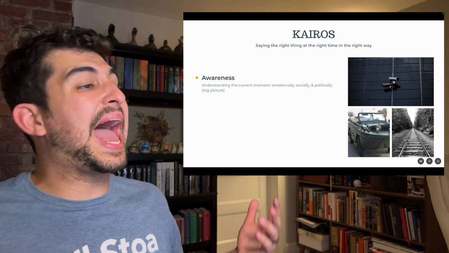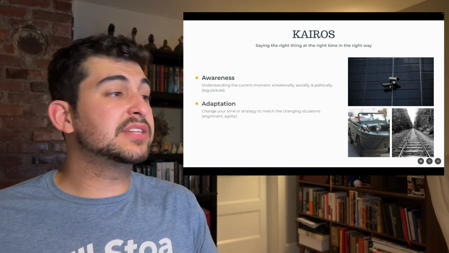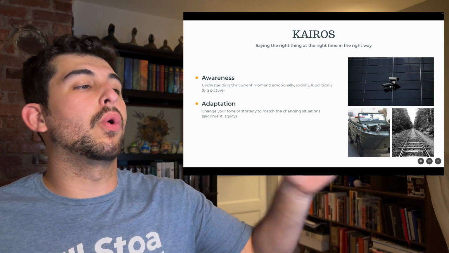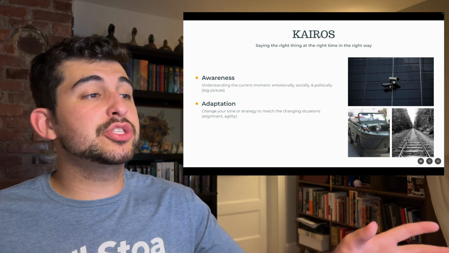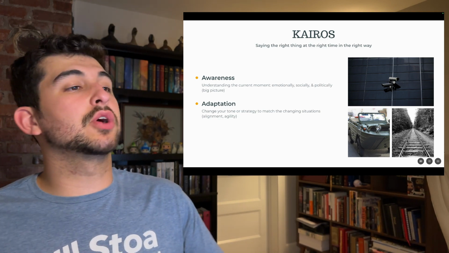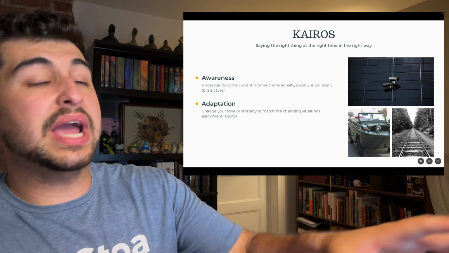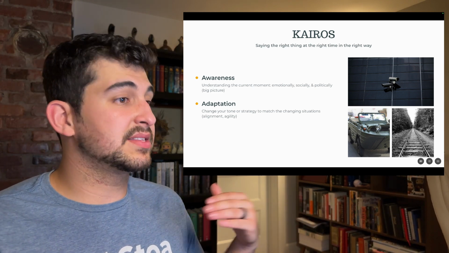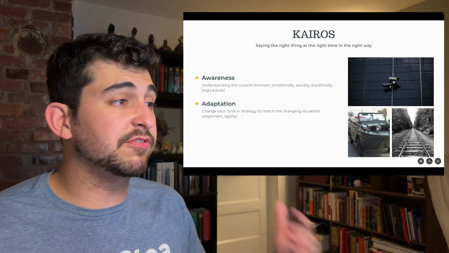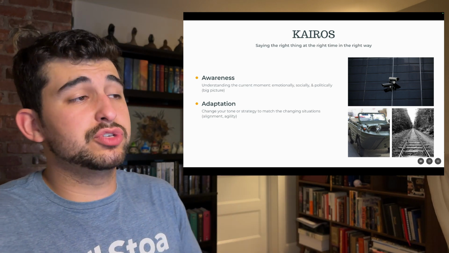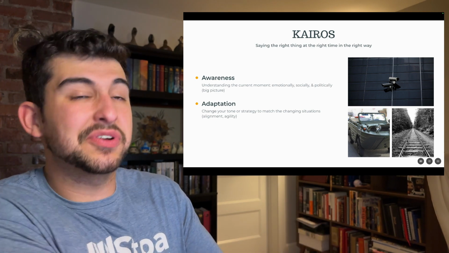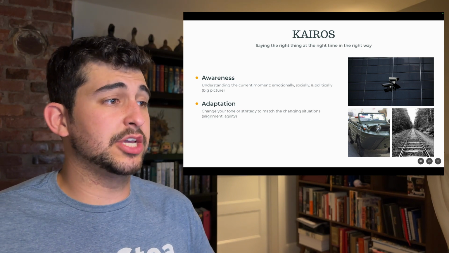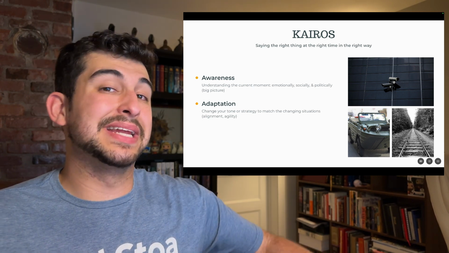Another part is adaptation. And when I talk about adaptation, I mean the ability to change your tone or your strategy to match the changing situations. So in this picture to the right here, you'll see the amphibious vehicle. If it's land, it's going to drive, and if it's the water, it's going to float. You need to be able to change, and there are different types of adaptation. In fact, we'll probably have an entire video based on adaptation and the different ways you can adapt in each round.